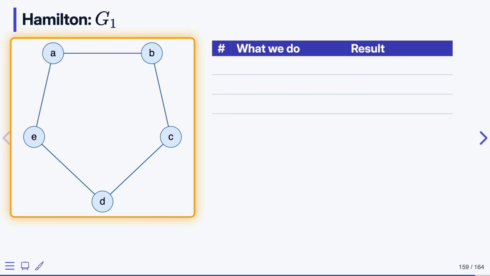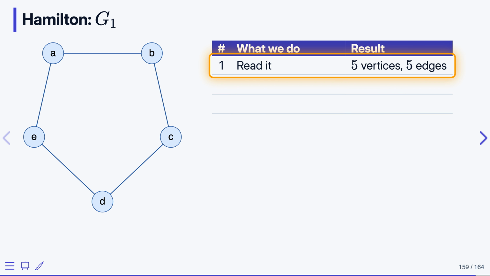3 small graphs to test. For each we ask, is there a Hamilton circuit? If not, is there at least a Hamilton path? Step 1, read this one. 5 vertices and 5 edges.